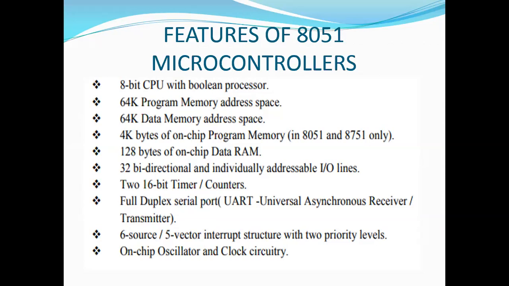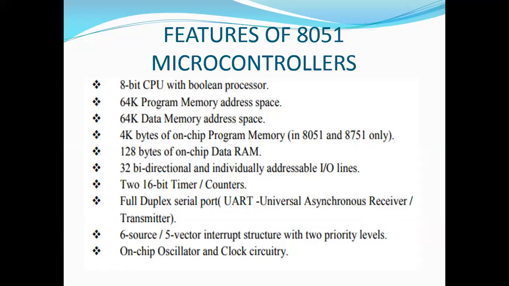Then special function registers, that is, some registers having special functions. Here we said RAM has 128-byte memory locations, where 1 byte is equal to 8 bits. The 128 bytes end at 7F. After 7F, 80 to FF, some register locations are used for special purposes only. That is called the special function registers. These also occupy 80 to FF.